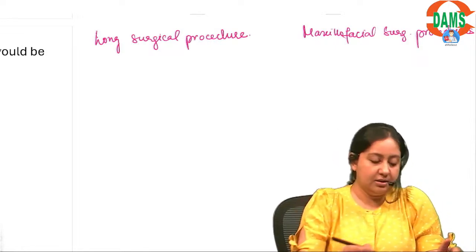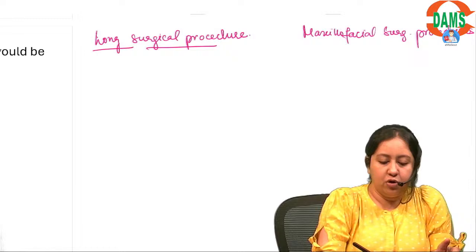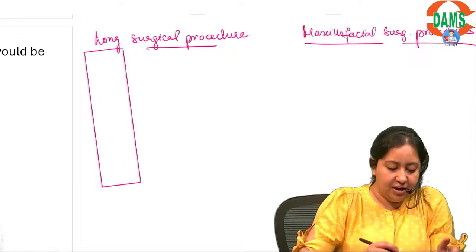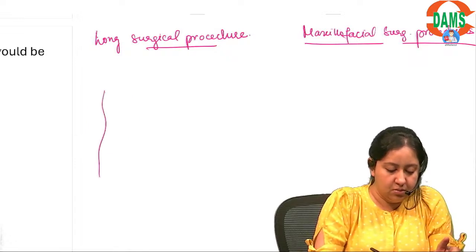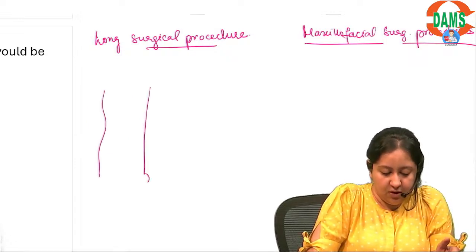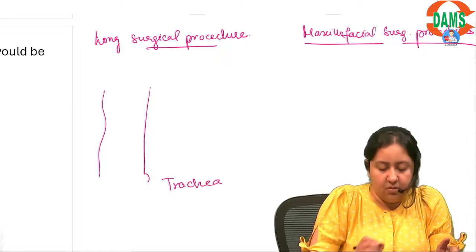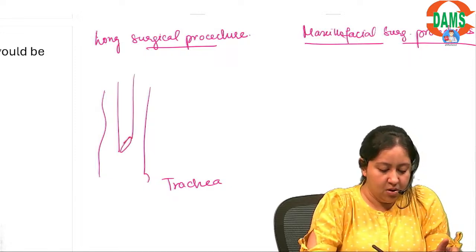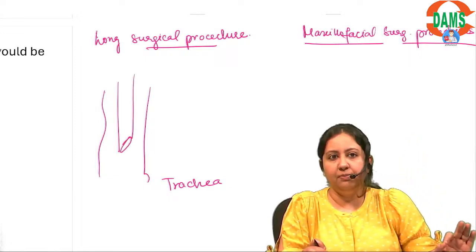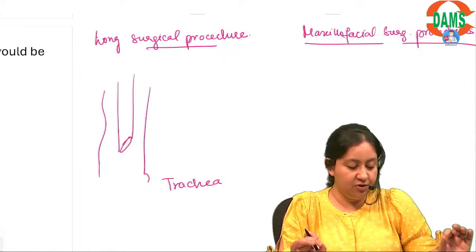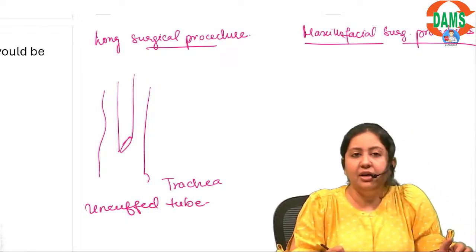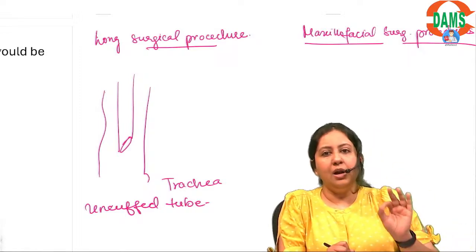Okay, there are two things. Now, I have drawn this diagram in my class also. I'm again drawing it here. If this is our trachea, and if we have a normal tube without cuff, so this is an uncuffed tube. What will happen now?